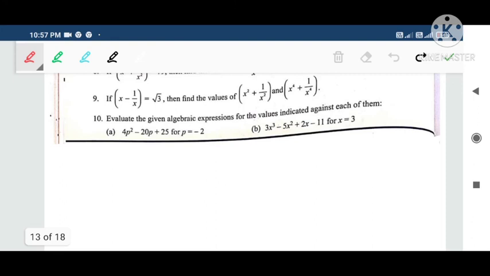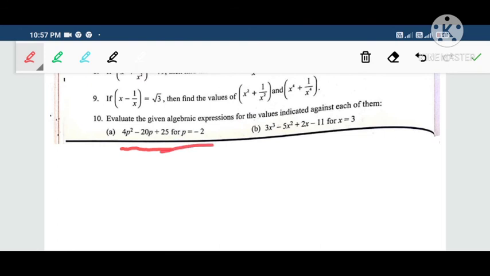Question number 10: evaluate the given algebraic expression for the values indicated against each of them. Here you can observe the question 4p square minus 20p plus 25 for p is equal to minus 2. We need to find the value. Instead of p, we need to substitute minus 2. In the second question, 3x cube minus 5x square plus 2x minus 11 for x is equal to 3.